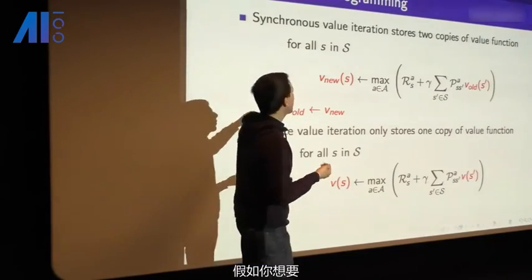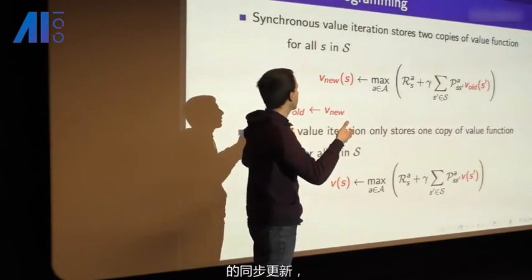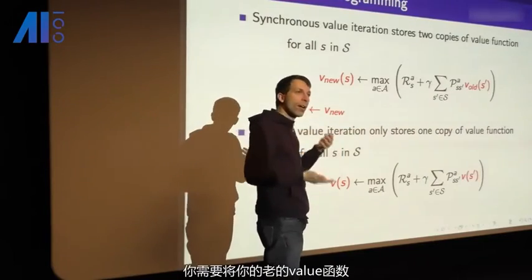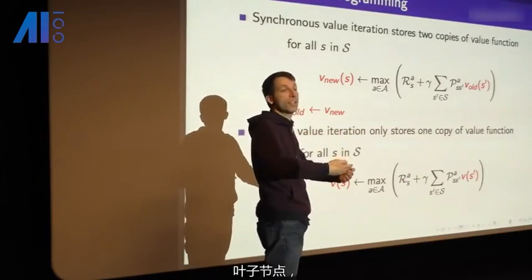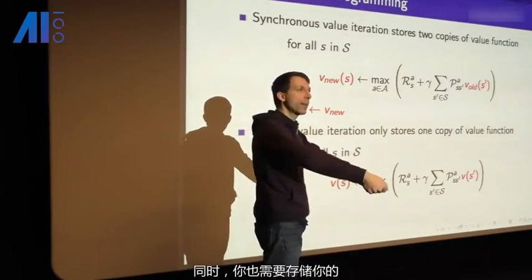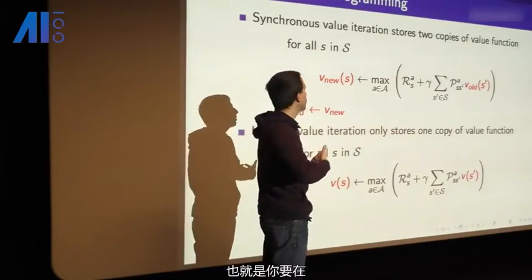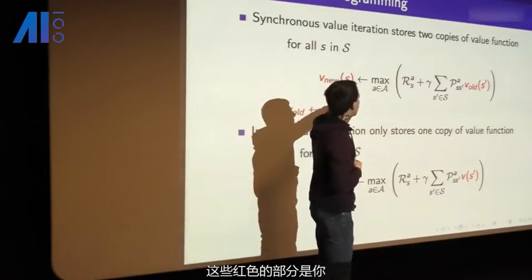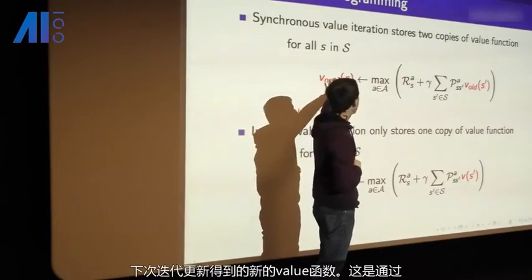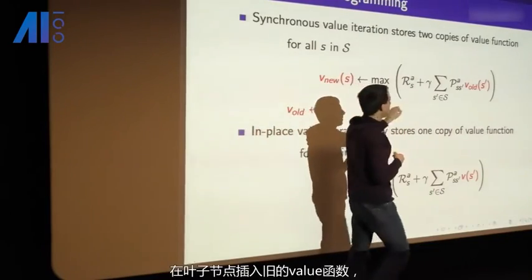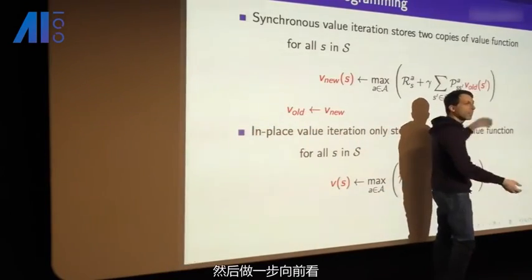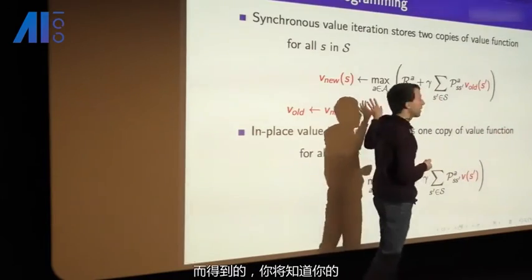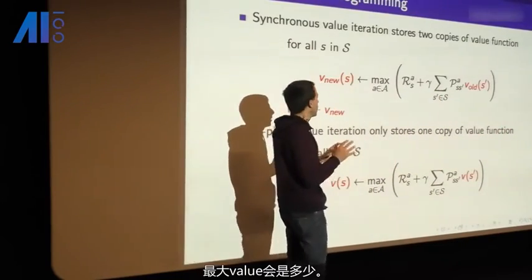If you're actually trying to do synchronous evaluation the way we described it, at any given time you have to store 2 value functions. You have to store your old value function, which is what you plug in at the leaves, and your new value function, which is the thing you're computing at the root. That's these things in red: you're always updating your new value function, your next iteration, by plugging in your old value function at the leaves and doing this one-step look ahead to figure out how much value you're going to get.